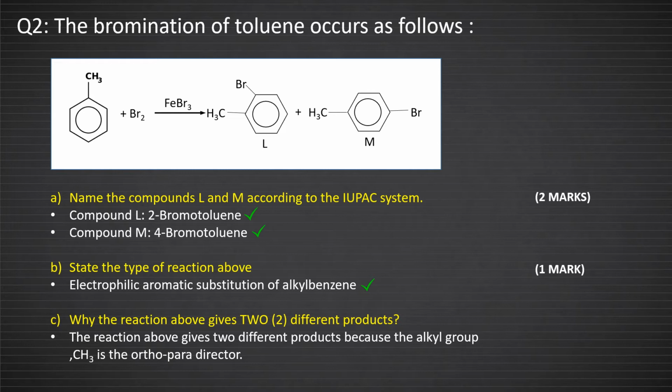Question C. Why does the reaction above give two different products? 1 mark. The answer: the reaction above gives two different products because the alkyl group CH3 is an ortho-para director. 1 mark will be given if you give the correct reason why the reaction above gives two different products.